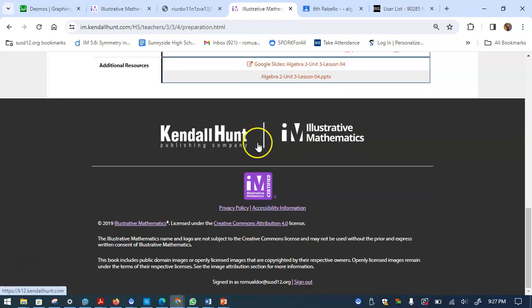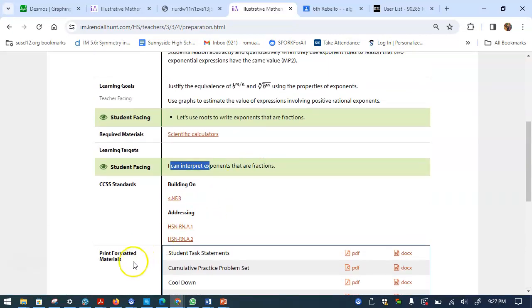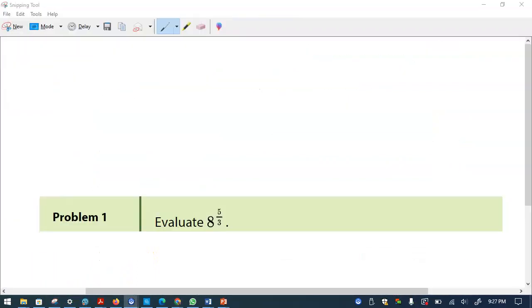So let's see what this means. I would like to walk through the problems. In problem number one, it says evaluate 8 raised to 5. So the exponent is a fraction. Let's see what we understand by this.